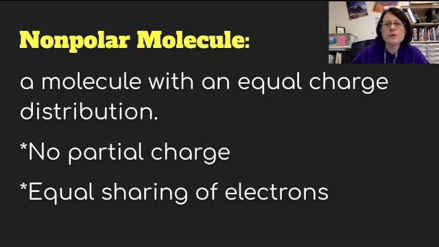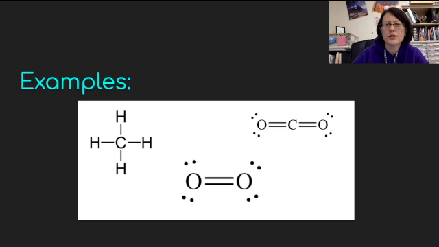There are two types of covalent molecules. There are polar and nonpolar. A nonpolar molecule is a molecule with an equal charge distribution. There are no partial charges, and there's equal sharing of electrons. This is the key part, the equal sharing of electrons. So some examples, and it has a lot to do with symmetry, are methane.